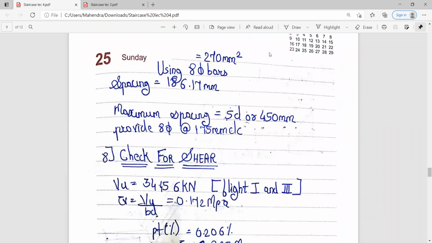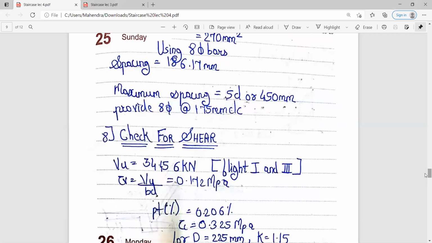Then for spacing you are going to use 8 millimeter diameter bar. So spacing you get is 186.17 mm. Again, for secondary reinforcement maximum spacing is 5D or 450 mm. So you have to provide 8 phi at the rate of 175 mm center to center. This is for secondary reinforcement.